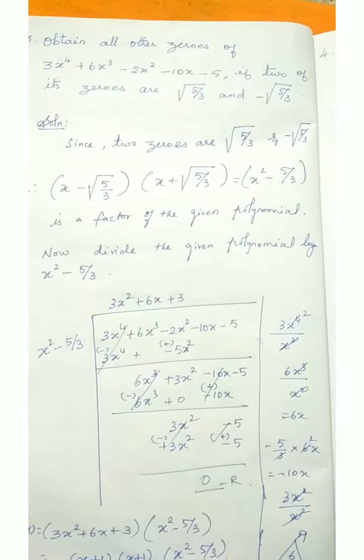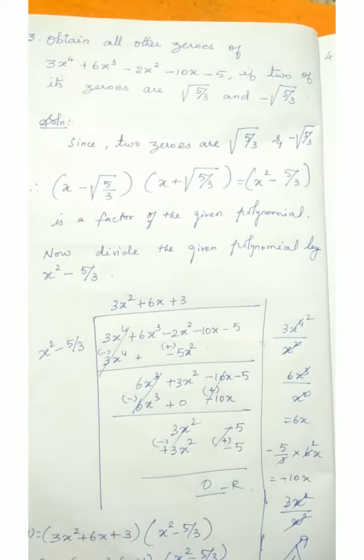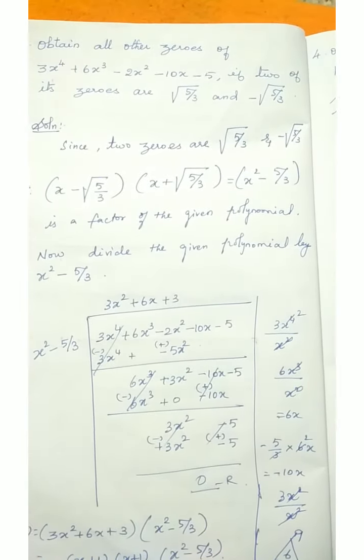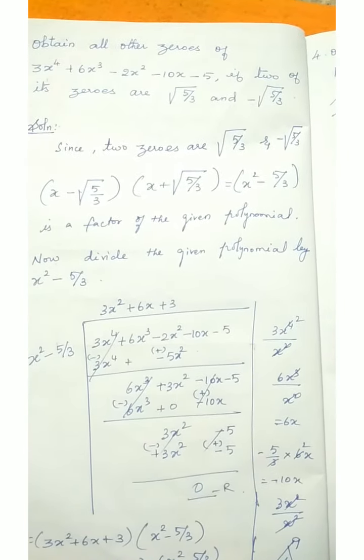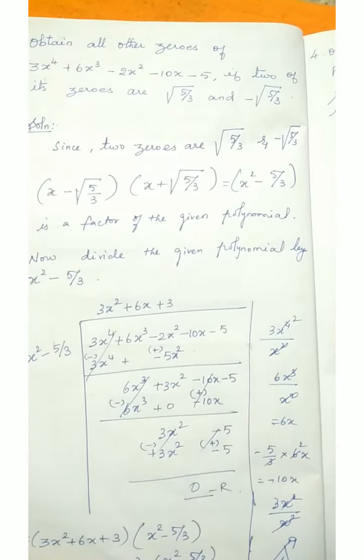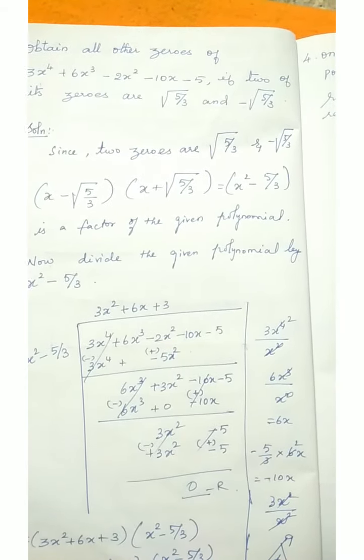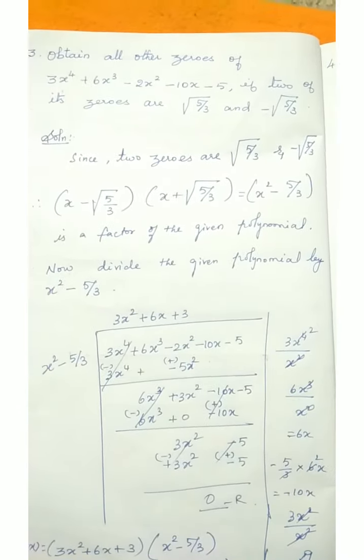We have in our hand two zeros. We need to find two more zeros. Since two zeros are plus and minus √(5/3), when you're substituting in the zeros, we have to get (x − √(5/3)) and (x + √(5/3)). Let me make it as an expression.